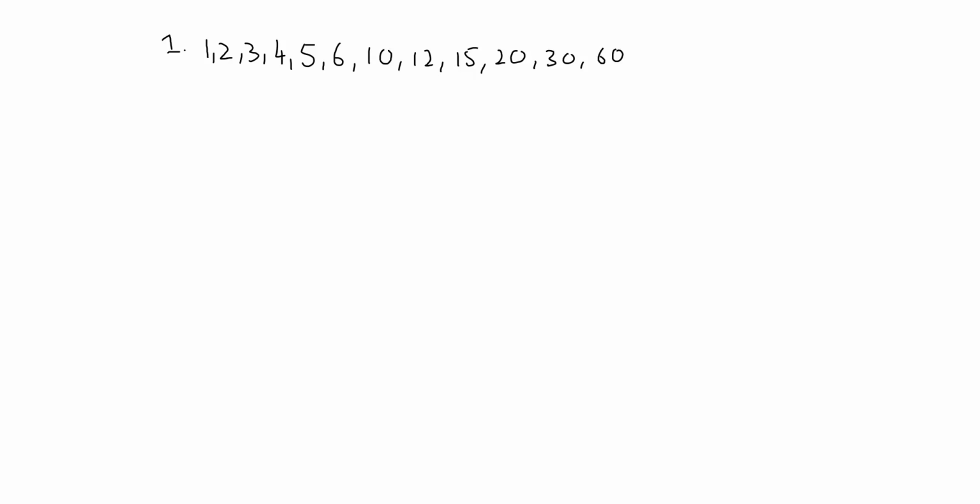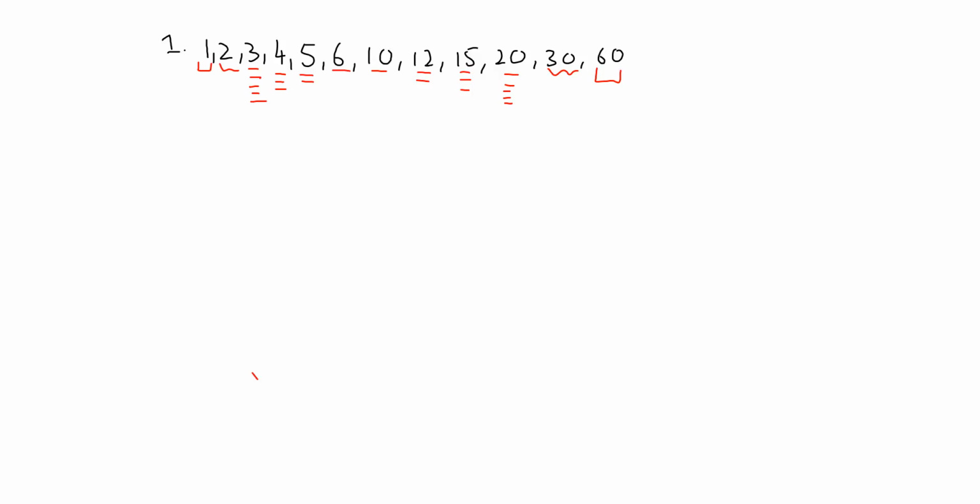And something to note here also is that all of these factors come in pairs. For example, 6 and 10 are a pair, 5 and 12 are a pair, 4 and 15 are a pair, 3 and 20 are a pair, 30 and 2 are a pair, and 60 and 1 are a pair. So bear that in mind because that's going to be a hint for solving the puzzle that I'm going to give you at the end of this lesson.